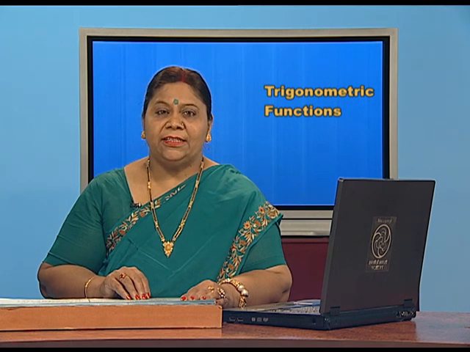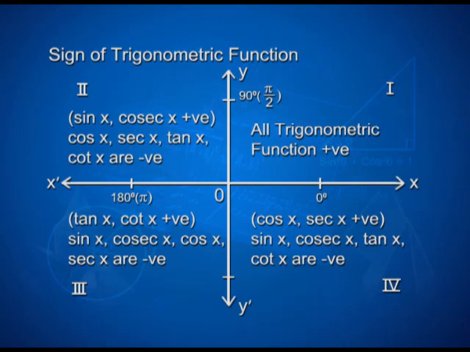The signs of trigonometric functions can be visualized in the plane as shown in the figure. First quadrant, second quadrant, third quadrant and fourth quadrant are seen here. In the first quadrant, all the trigonometric functions are positive. In the second quadrant, sin x, cosec x are positive. Cos x, sec x, tan x and cot x are negative. Whereas, in the third quadrant, tan x and cot x are positive and sin x, cosec x, cos x and sec x are negative. In the fourth quadrant, cos x, sec x are positive, whereas sin x, cosec x, tan x and cot x are negative. With the help of this figure, it will be easy to remember the signs of the trigonometric functions, which will help us to solve problems regarding trigonometric functions.